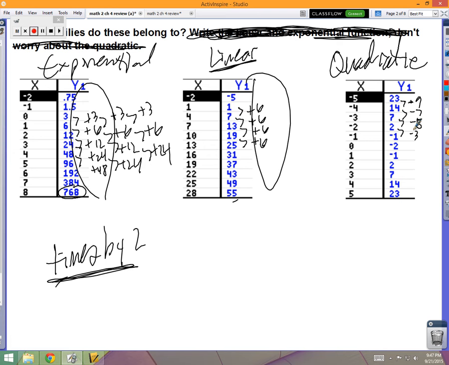And the quadratic grows by addition, just like the linear, or it shrinks by subtraction. So negative 9, negative 7, negative 5, negative 3. If you break it apart again, from negative 9 to negative 7, that's going up 2, negative 7 to negative 5, that's going up 2, negative 5 to negative 3, that's going up 2. And if the second time you pick it apart it's the same every time, that is, by definition, a quadratic. Okay, so there's those 3 types of families from tables.